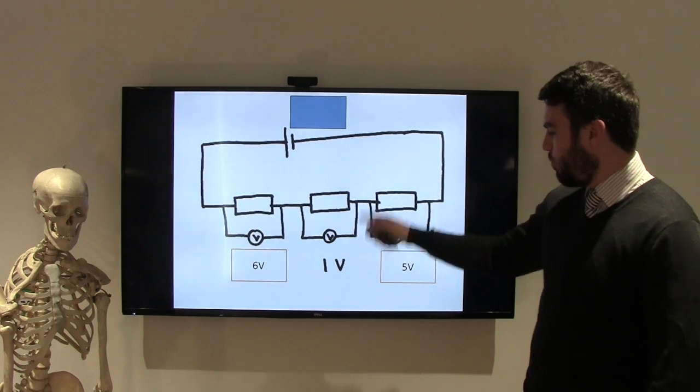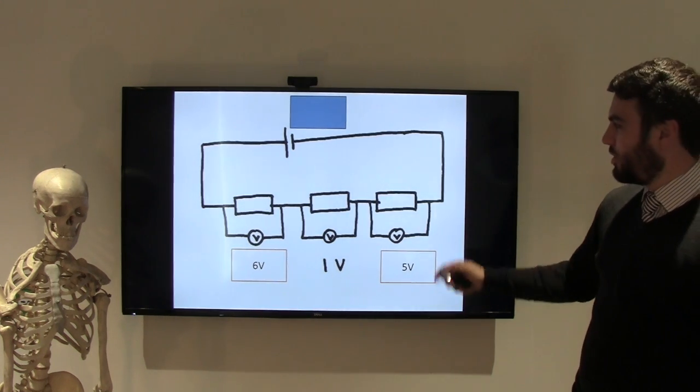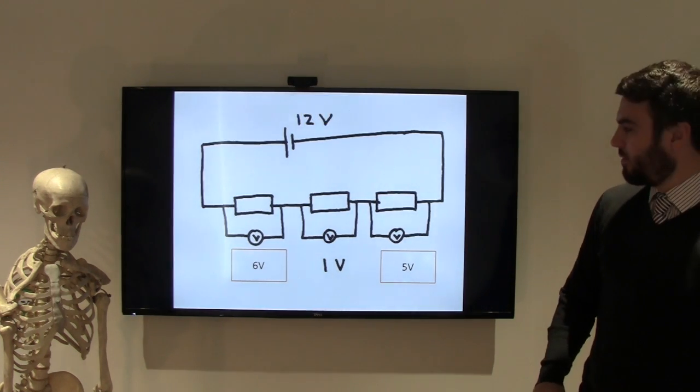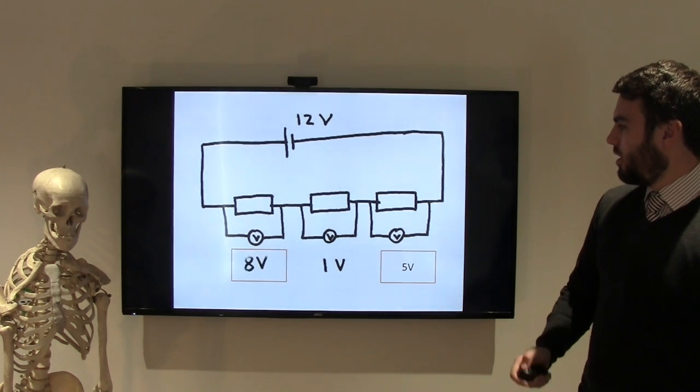Let's look at that one. Well, I've got 6, 1, 5. What do they add up to? Well, they add up to 12 again. Okay, nice and easy. Next rule.